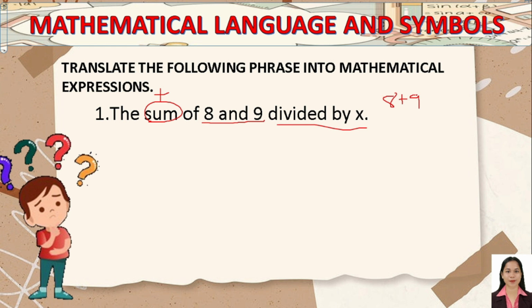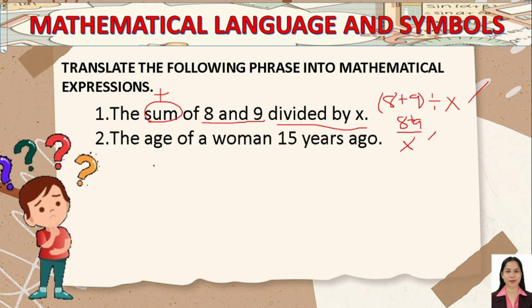So divided by, pwede nating lagyan dito ng parenthesis to, then i-divide natin siya by x. So divided by x. Or simply, we can rewrite this as fraction. We have 8 plus 9, the sum of 8 and 9 rather, over x. So divided by x. So we can write this in this way or in fraction.